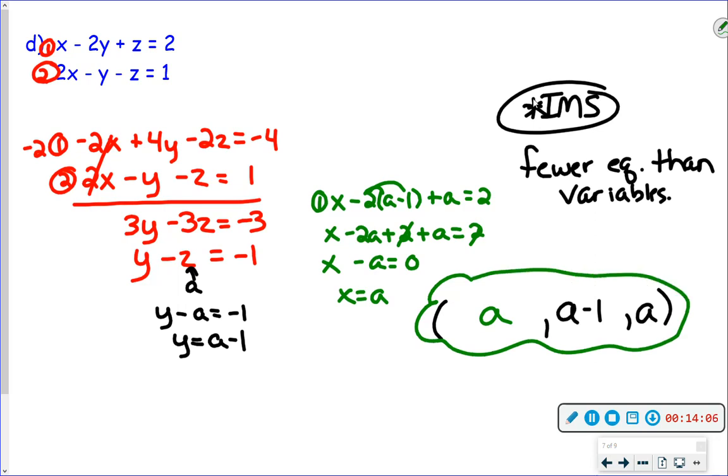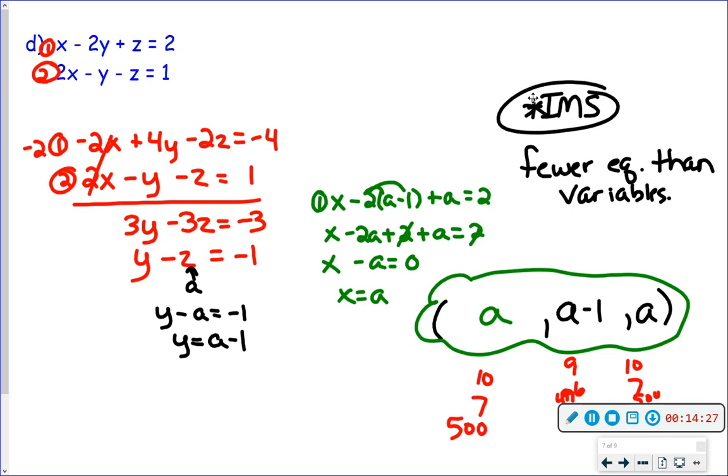So if you pick a number, any number for a, let's say 10. So I'd have 10, 9, 10. Those would work. 7, 6, 7. 500, 499. Gotta take one off. 500. I mean, I could do this all day long. That's going to generate the answers that would work in all the equations.